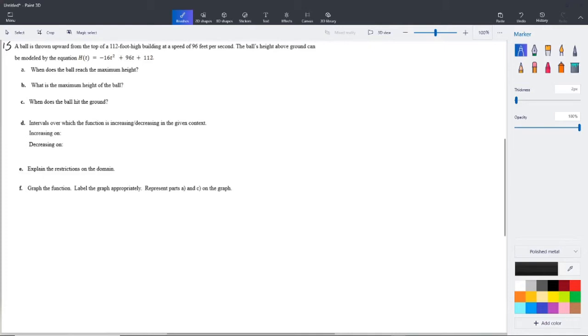Both of these can be answered by one thing, the vertex. Each part of the vertex will answer either A or B. So let's deal with the vertex. Negative b over 2a. We've seen it now many times. Our b value is 96. So we have negative of 96 divided by 2 times a. A is negative 16. Looks like we're going to have negative 96 divided by negative 32.